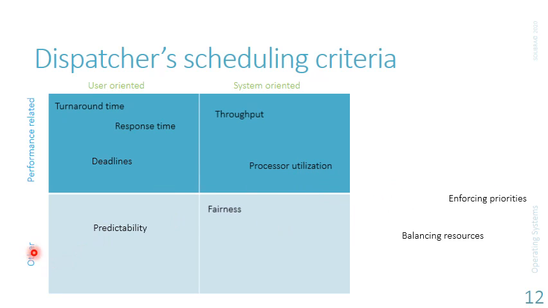Fairness, now it's the other, still in system, right? Because it's not the user that is witnessing firsthand what's going on here. And you can feel that this one will come here and balance resource will come here as well.